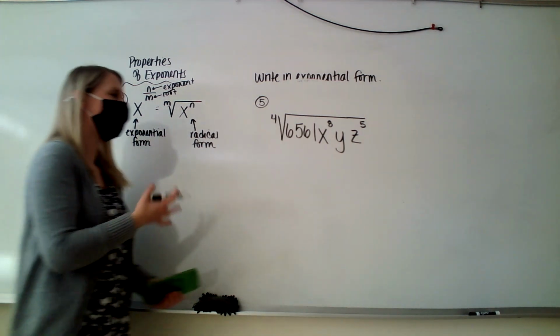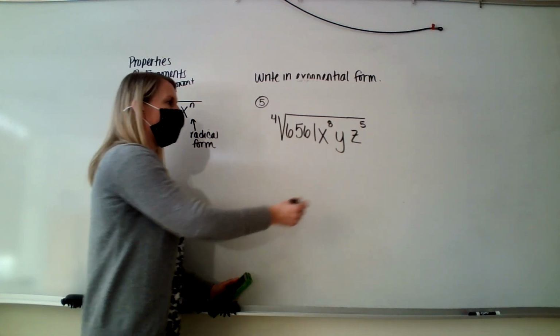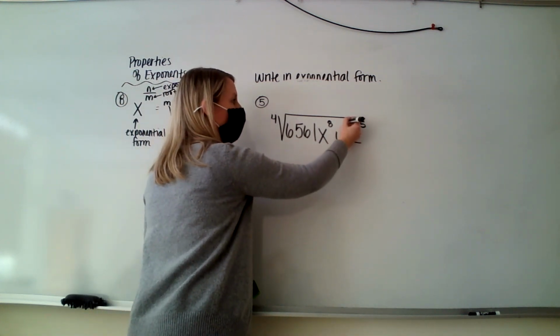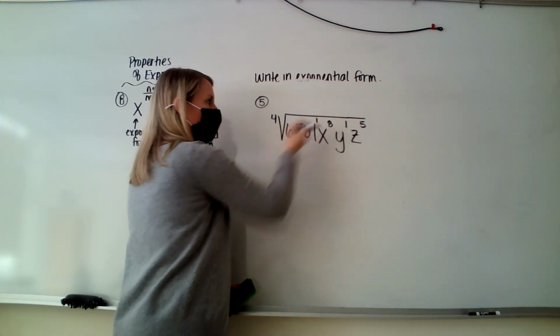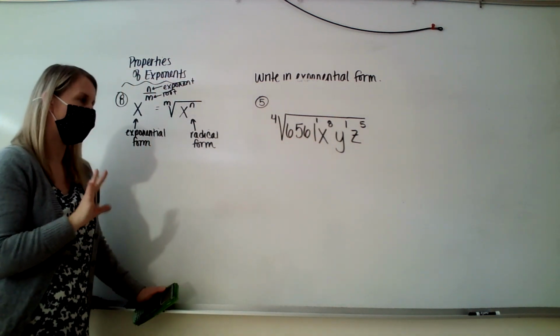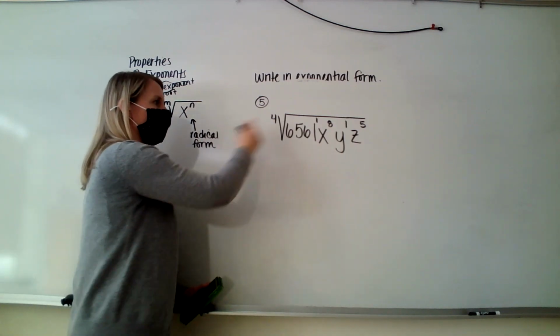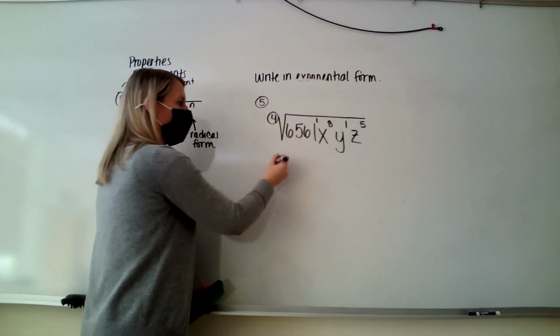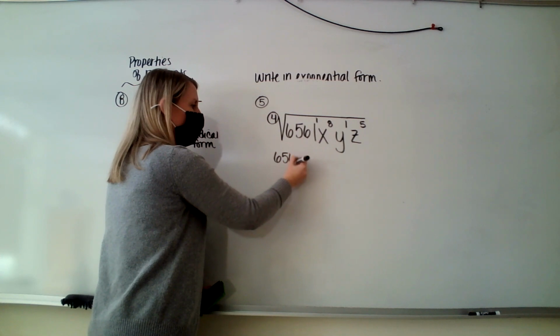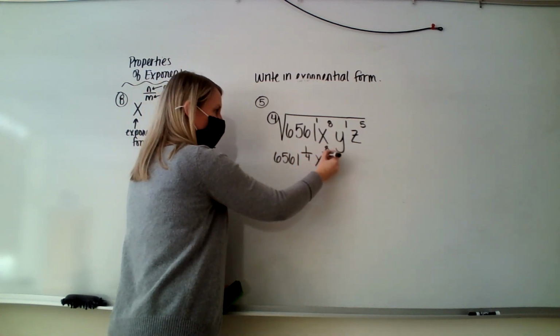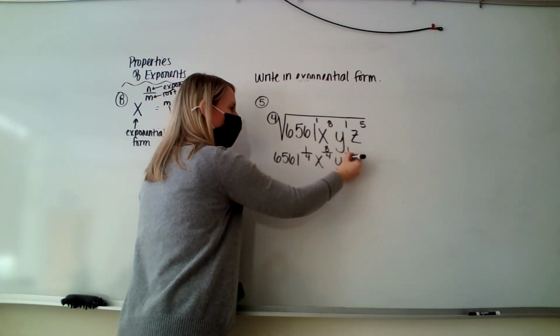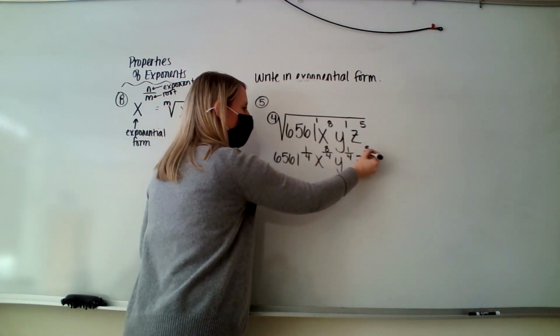First thing I do, I always start by checking, does everything have an exponent? If it doesn't, I put a 1, because we assume the 1 is there. So even the number base, raise it to the first, and make sure everything has that exponent, because everything's now going to become a fraction over 4. So we have 6561 to the 1 over 4, x to the 8 over 4, y to the 1 over 4, z to the 5 over 4.